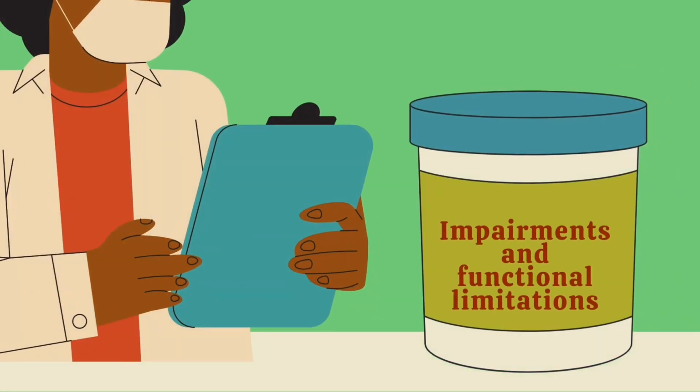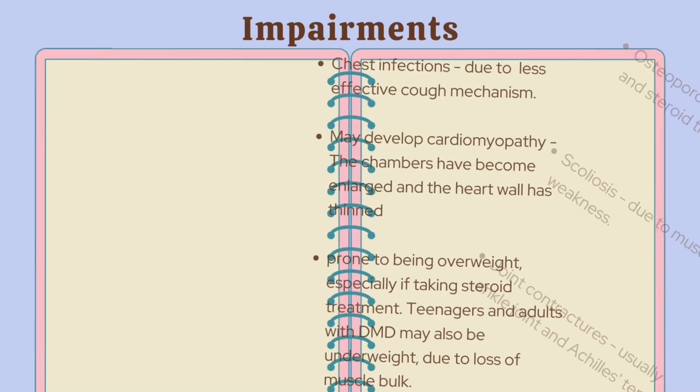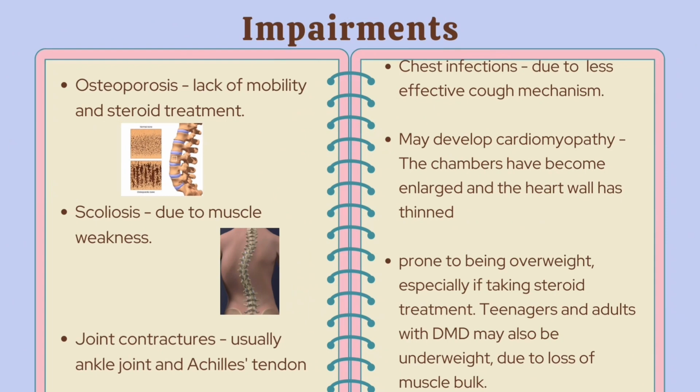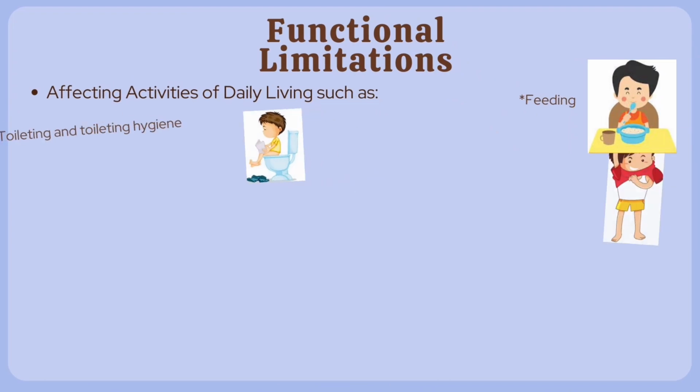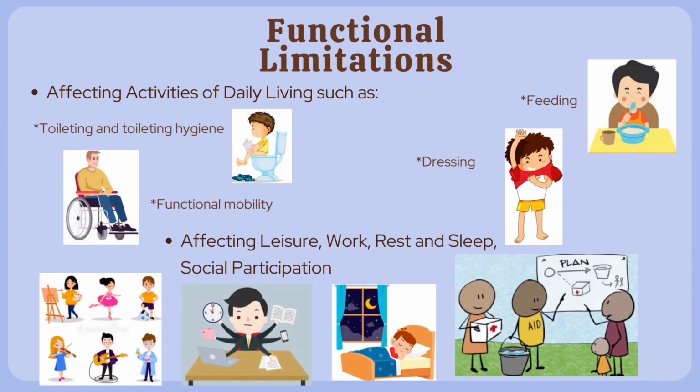Let's proceed to the impairments and functional limitations. Impairments include osteoporosis, scoliosis due to muscle weakness, joint contractures, chest infections, may develop cardiomyopathy, and being prone to being overweight, especially if taking steroid treatment. Muscular dystrophy will affect activities of daily living such as toileting hygiene, functional mobility in terms of transferring from one place to another, and problems in dressing and also feeding. This disease will also affect leisure, work, rest and sleep, and social participation due to pain in movement.